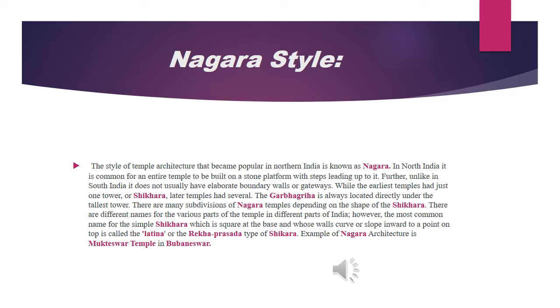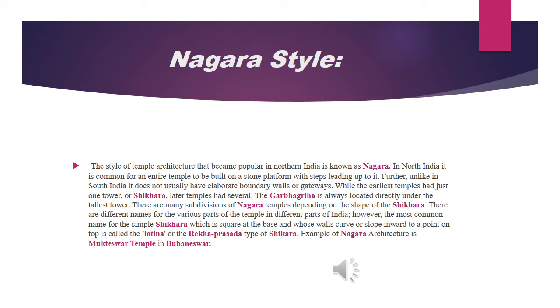In North India, it is common for an entire temple to be built on a stone platform with steps leading up to it, and further, unlike in South India, it does not have elaborate boundary walls or gateways, which in the southern Indian language are called Gopuram. Well, the earliest temple had just one tower or Shikhara, later temples had several. The Garbha Griha is always located directly under the tallest tower, and there are many subdivisions of Nagara temple depending on the shape of this Shikhara.